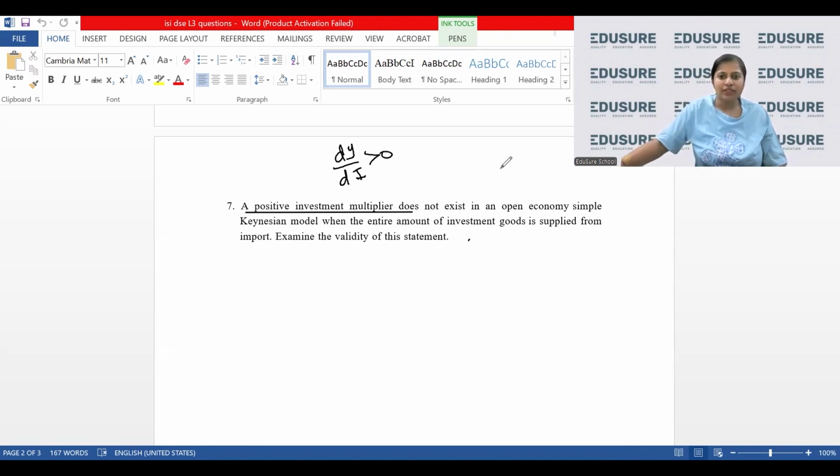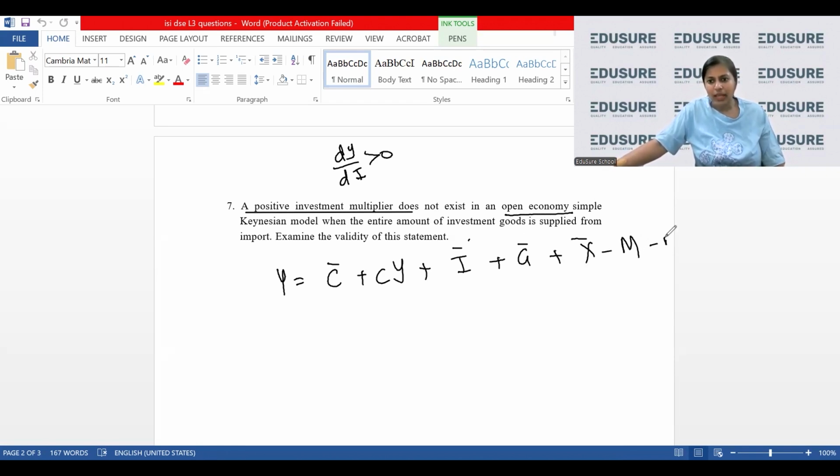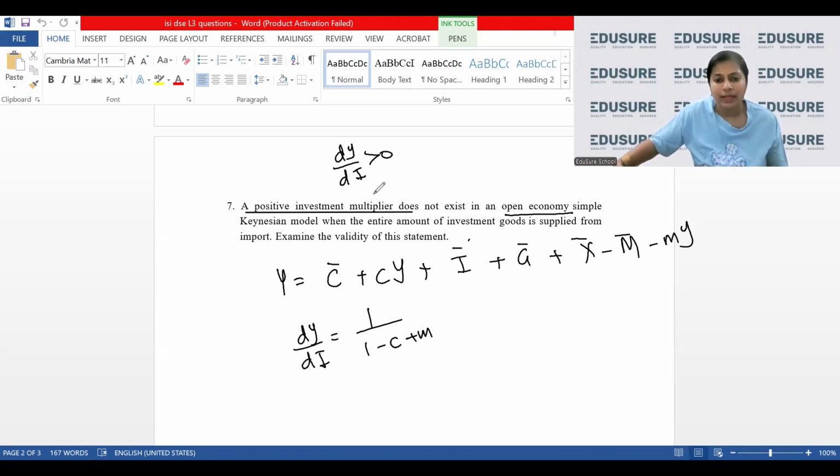So we are saying that if, let's say, you have an open economy SKM, then y should be equal to c bar plus cy plus I bar plus g bar plus x bar minus, let's say, m bar minus my. Okay, something like that. Usually, there would be a positive investment multiplier. And if this is the kind of equation, then the multiplier dy by di will come as 1 by 1 minus c plus m. Okay, that would be the usual multiplier.